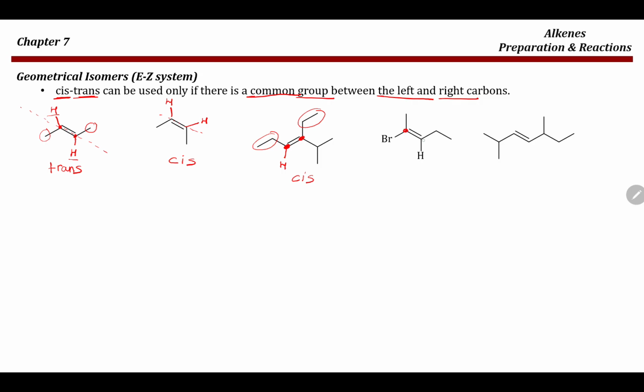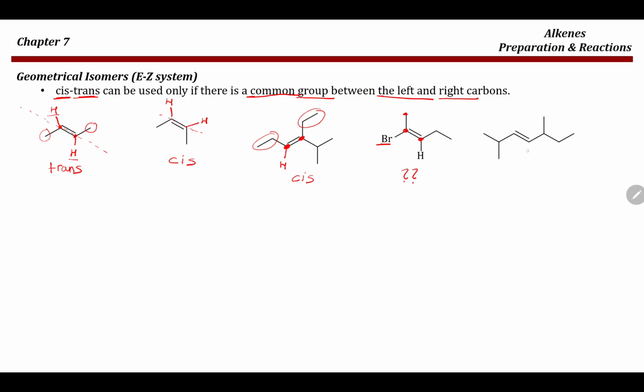Starting with this carbon here and this carbon here. Now, here is the problem. If I try to find a common group between the left and right carbons, I will not find any because I have a Br here, I don't have a Br on this side. I have a CH3 here, I don't have a CH3 on this side. So there is no common group between the left and right carbons. That's why cis and trans cannot be used. So I cannot say if this compound is cis or trans. I have to use a different system, which we will learn later on in a few minutes.